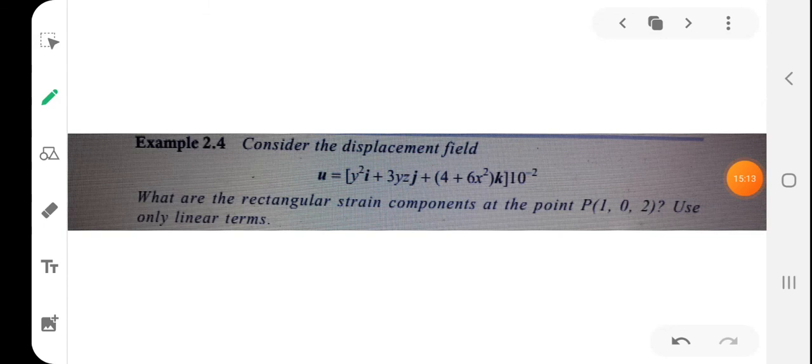So students, as an example, consider the displacement field u vector is given. What are the rectangular strain components at point P with the coordinates 1, 0, 2? Use only linear terms. Okay. So don't worry about that. Now how to do this problem? You have to find the strain matrix or strain tensor. How to find? The u vector is given, right?